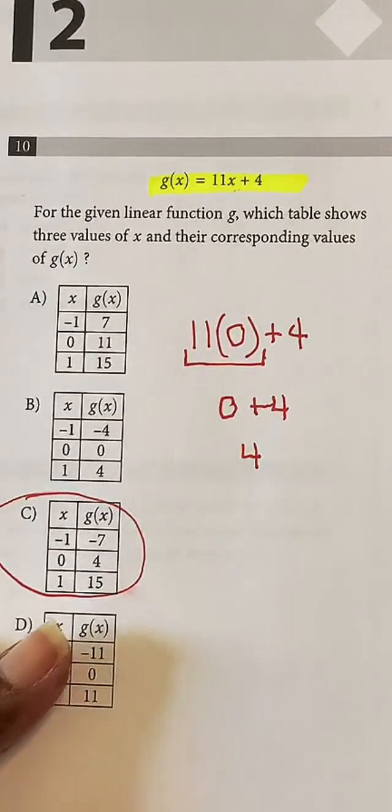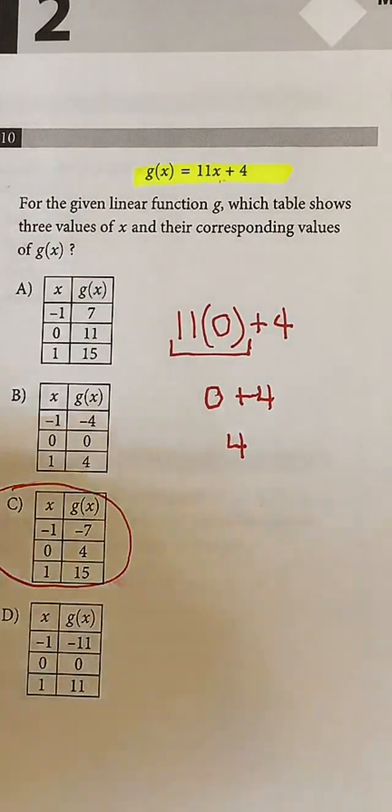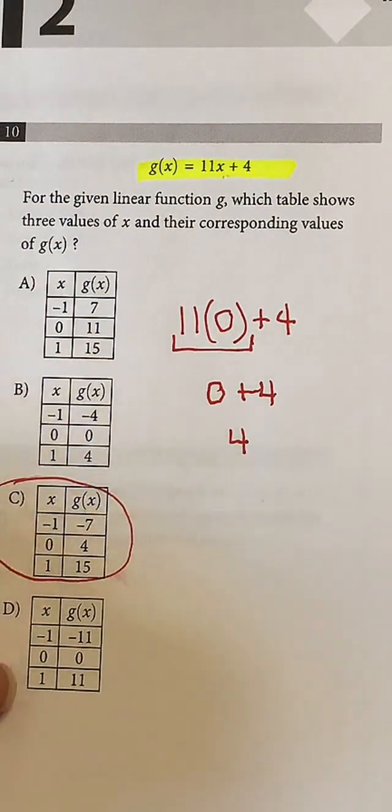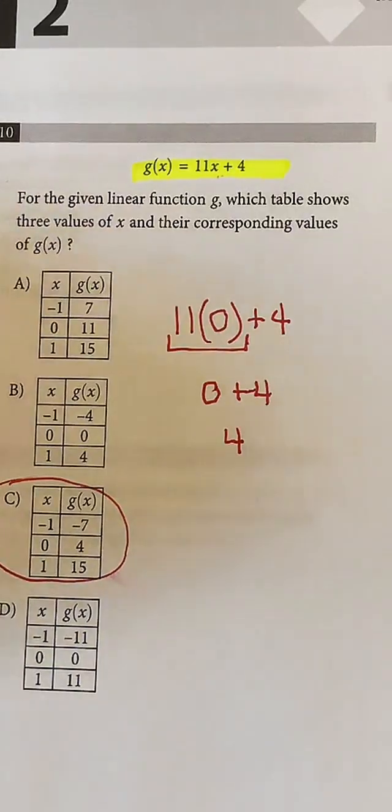You know, like say, for example, this one. All right, I know I need to plug something in. Let's make it easy. Let's plug 0 in because all of them have zeros for x's.